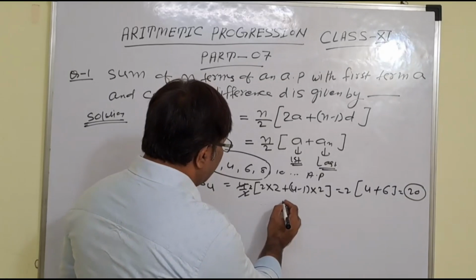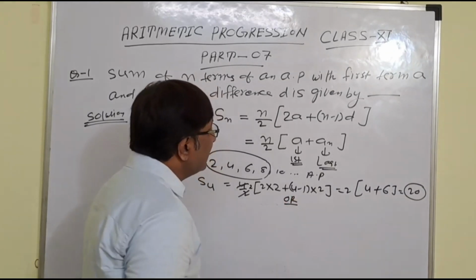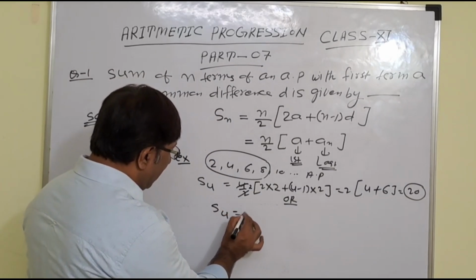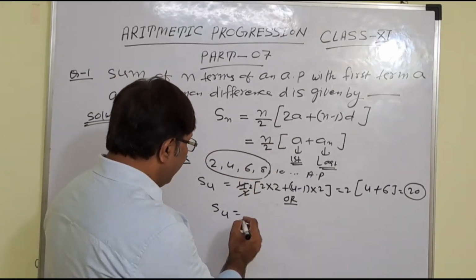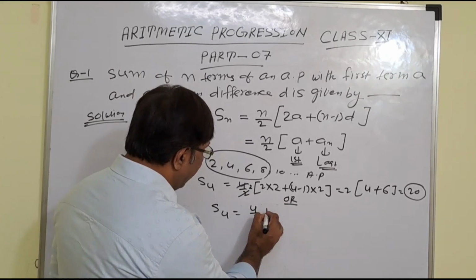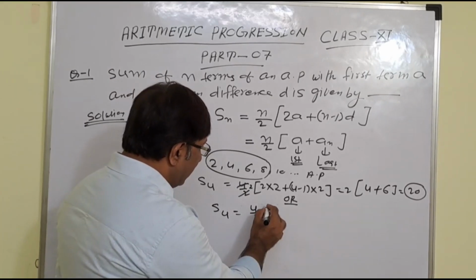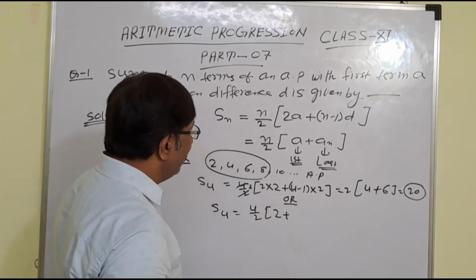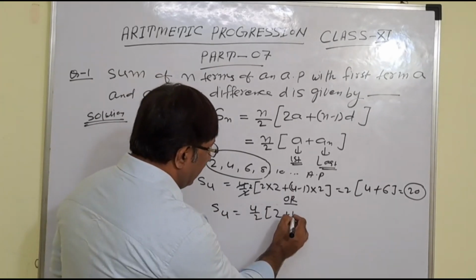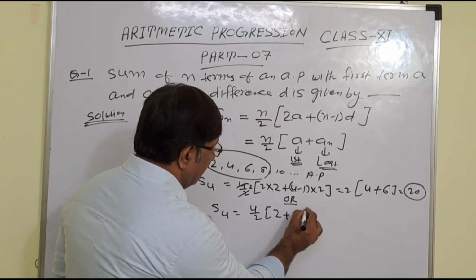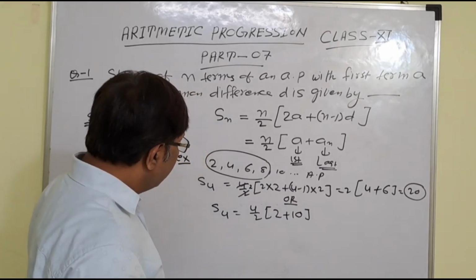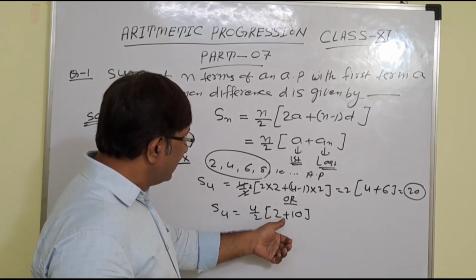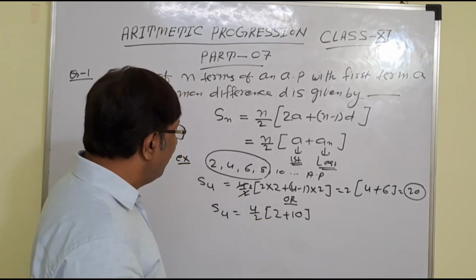We can solve this question by our next formula also, right? So we are finding S4 by the second formula. N by 2, so this is 4 by 2. A, the first term, is 2, and the last term is 10. So this is n by 2 into (A plus last term). So we are finding the sum of four terms.